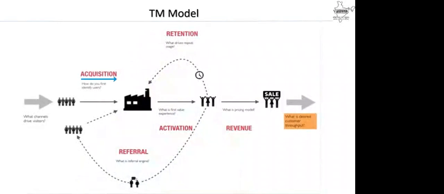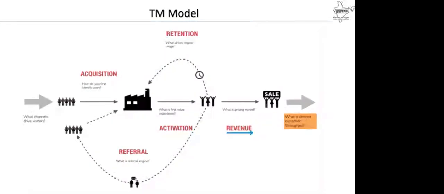1. Acquisition. This is all about driving visitors to the organization. 2. Activation. This is the first value experience that is exchanged between the organization and the customer. This can be a customer that leaves their email address in exchange for a monthly newsletter, for example, or a customer walking into a brick and mortar shop.